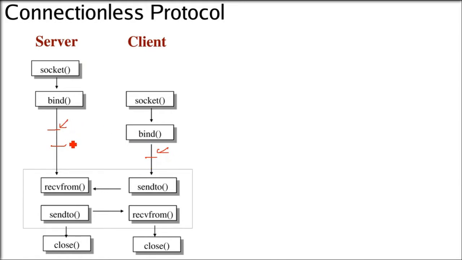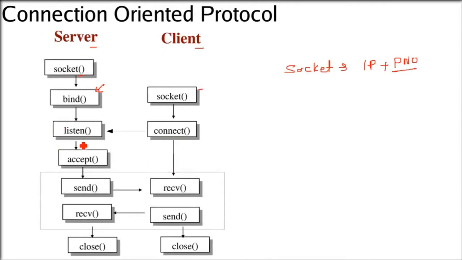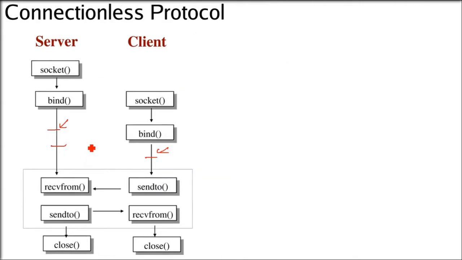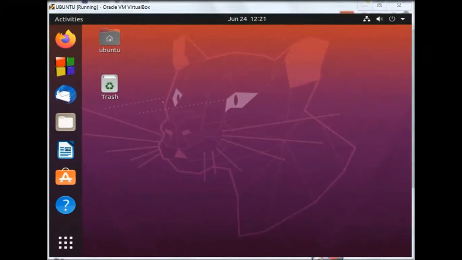Now the difference between TCP and UDP is that in UDP there are three activities missing. We have listen, connect and accept. These are not there, so we don't have to have any connection. We can just use the receive from and send to functions.